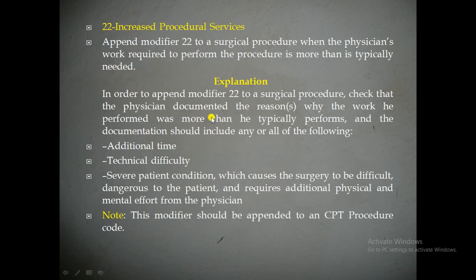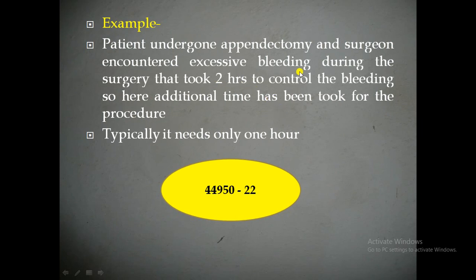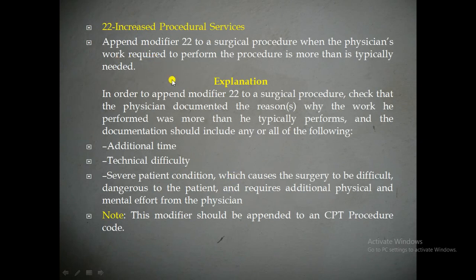So we have to check the documentation for the reason why: the patient had bleeding during the procedure and it had to be controlled. That's why additional time was taken by the surgeon. So to the appendectomy surgery CPT code, we have to bill the 22 modifier. If it is not billed, the claim will be denied and the physician or surgeon will not get the payment. So like this we have to append the 22 modifier, and this is about the 22 modifier. It's increased procedural services.